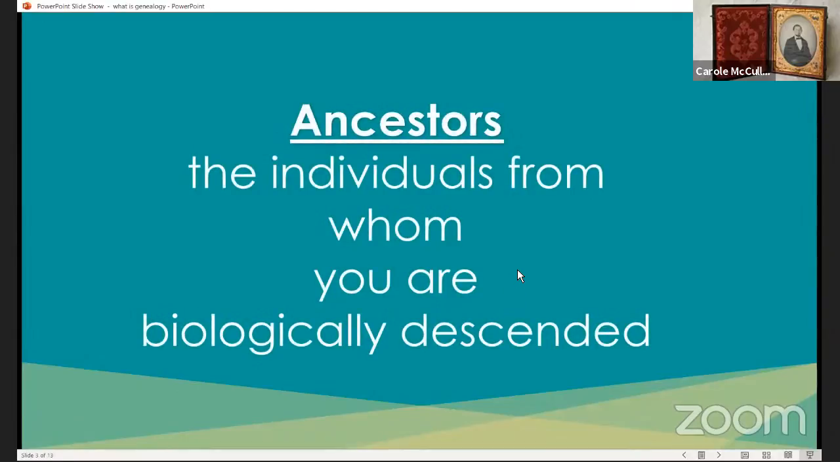Your ancestors are the individuals from whom you are biologically descended. So usually we're referring to people beyond your grandparents. In other words, your grandparents' grandparents and people beyond that.